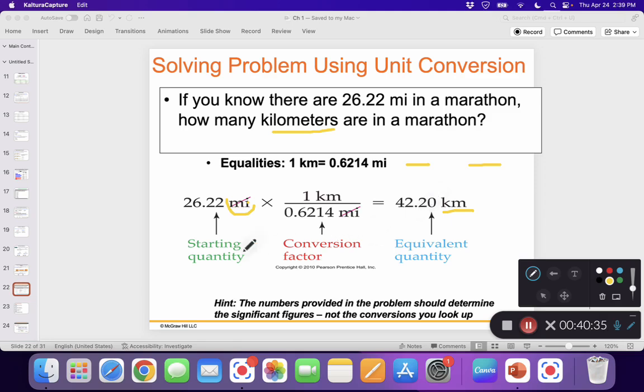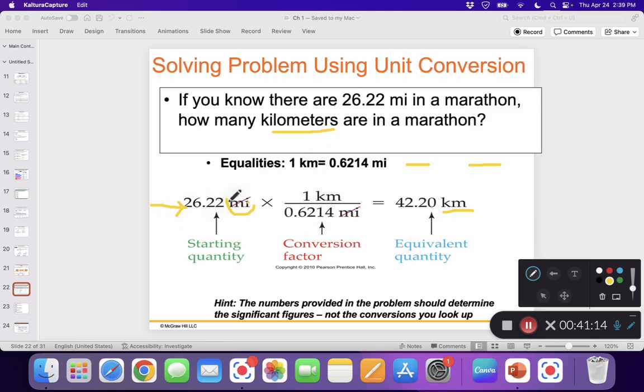Okay. And then if you look back, we have 4 significant figures, right? Start from the Pacific side to count it because we have a decimal. So 1, 2, 3, 4. We have 4 sig figs in the starting number. So we have to report the answer in 4 sig figs. Okay, and here the hint is the numbers provided in the problem should determine the significant figures, not the conversion factor you look for. So don't worry about the conversion number. These numbers are exact numbers because they came from a defined relationship.